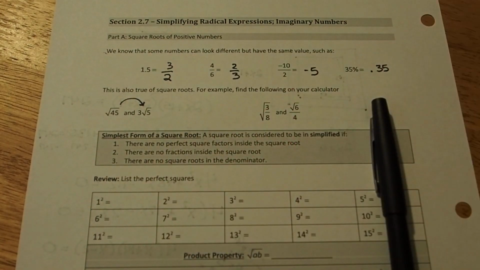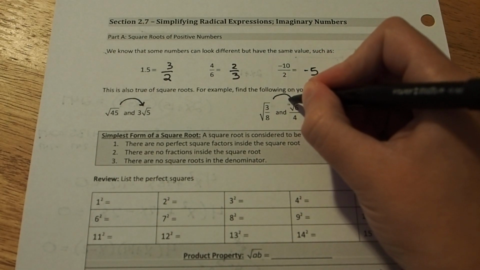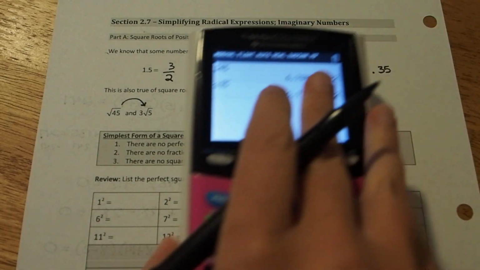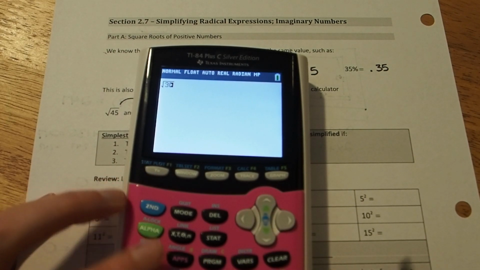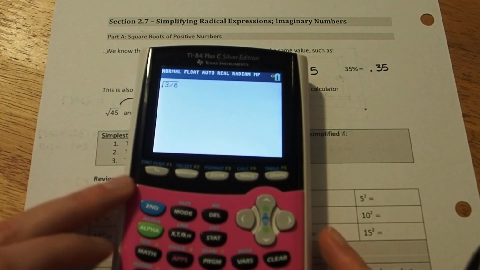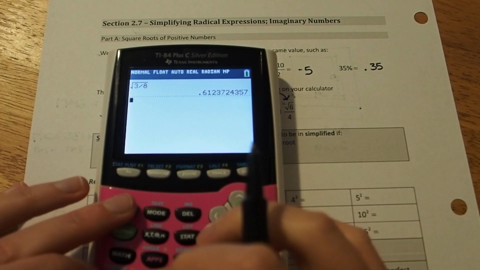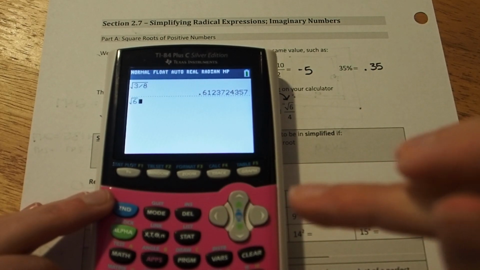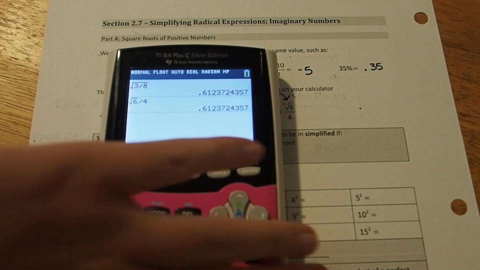The next one, the square root of 3/8 can be simplified and written as the square root of 6/4. So let's just check that they have the same value. The square root of 3/8 simplifies to, let's see, the square root of 6/4, same decimal value, approximately 0.612.